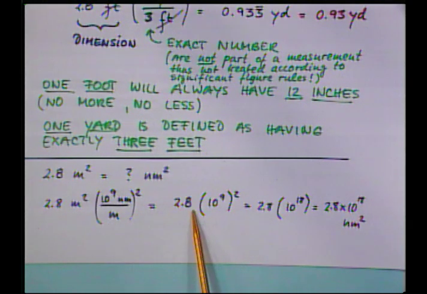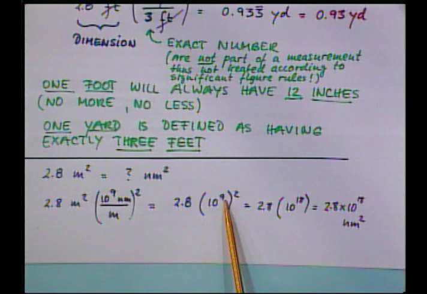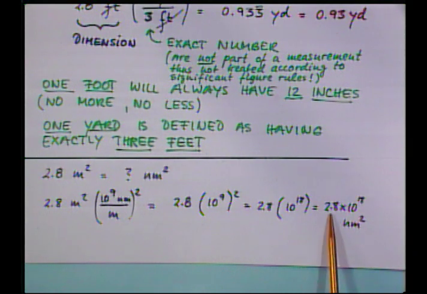So that means 2.8, 10 to the 9th will be squared. The nanometers will be squared, and the meters will be squared. Everything has to be squared. So we have 2.8, 10 to the 9th squared, which is then practically multiplied. So 2.8 times 10 to the 18th power will then give us a completely different number than when we wouldn't have considered that coefficient squared.